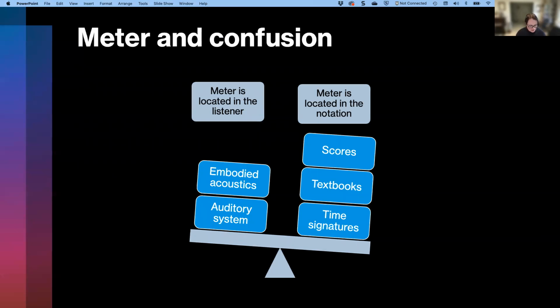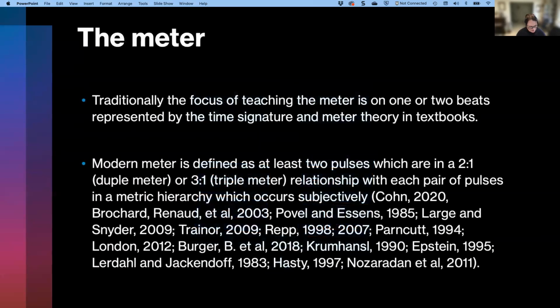Modern scientific research over the past 4 decades has located the meter in the listener, yet teachers generally default to the notation to understand the meter. However, modern meter theory, Richard Cohn 2020, is available for pedagogy to overcome these limitations and to account for the temporal experience of embodied acoustics from listening. Cohn's theories are a distillation of meter theory to solve the confusion which has developed about what meter is and how to teach the meter.